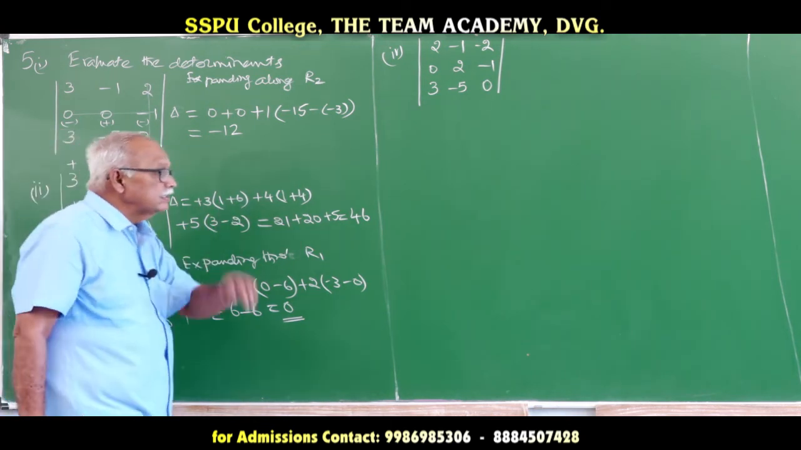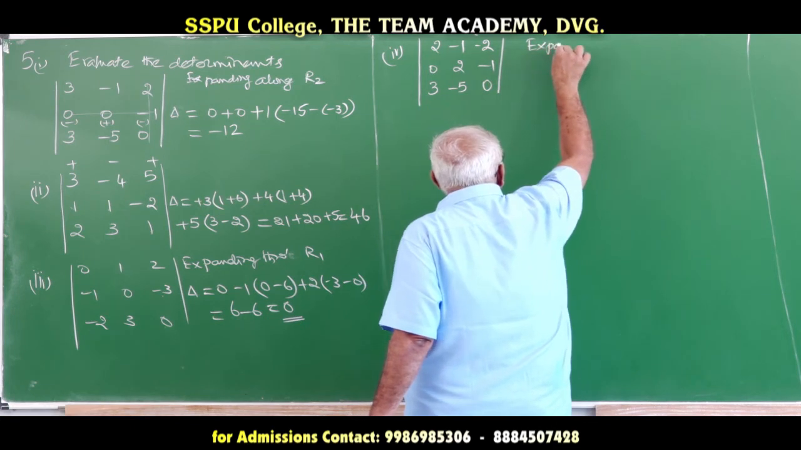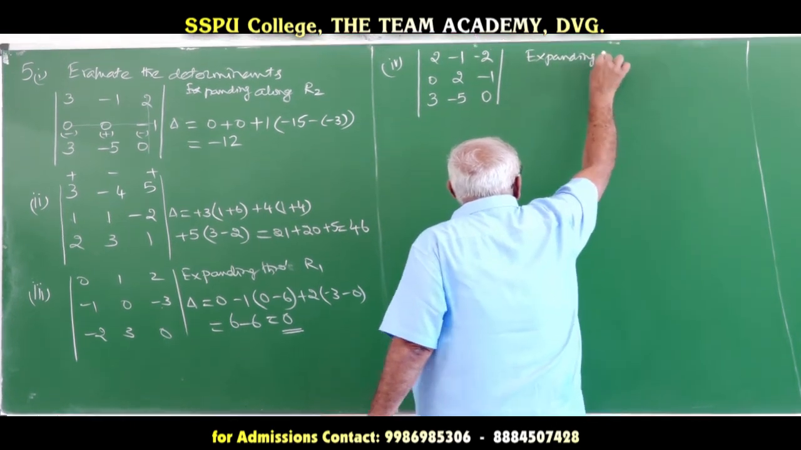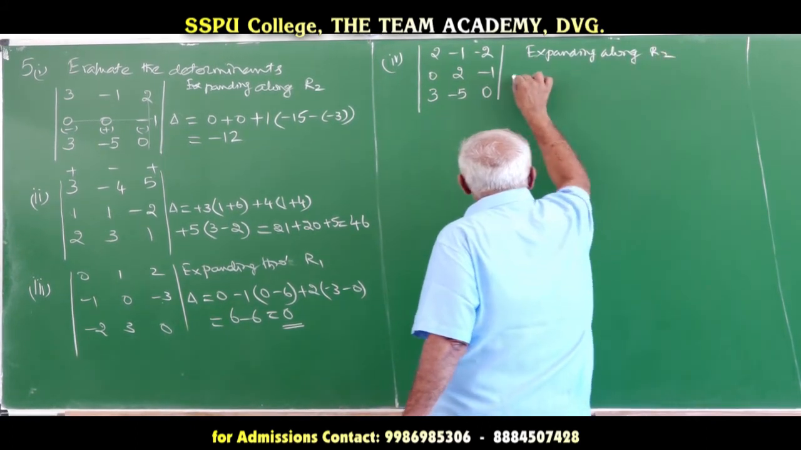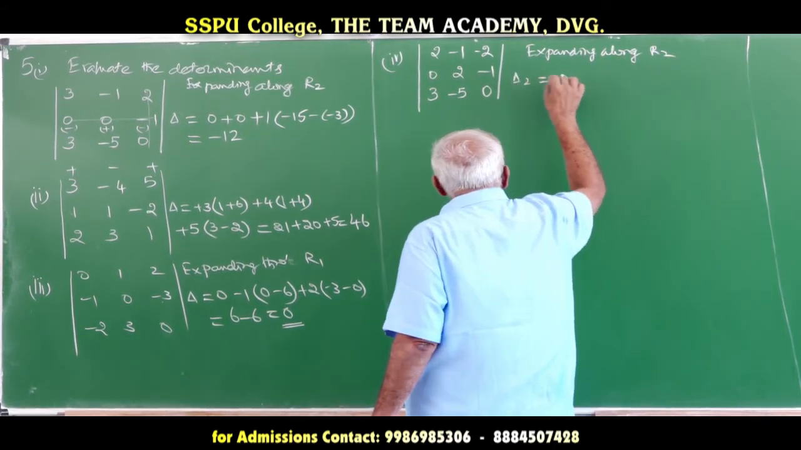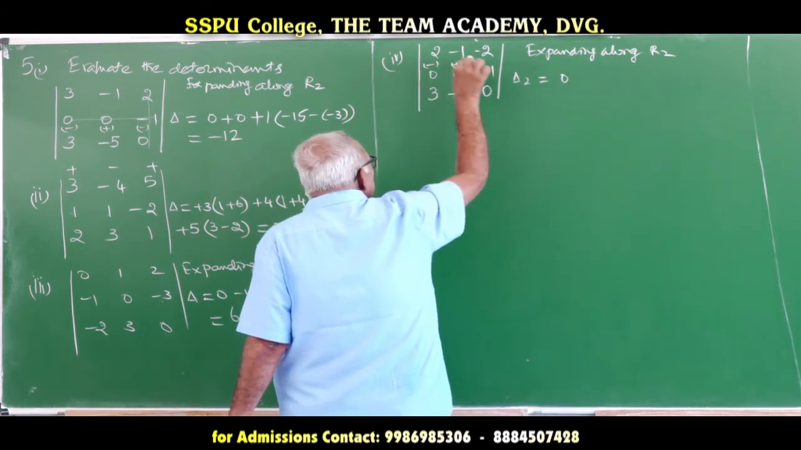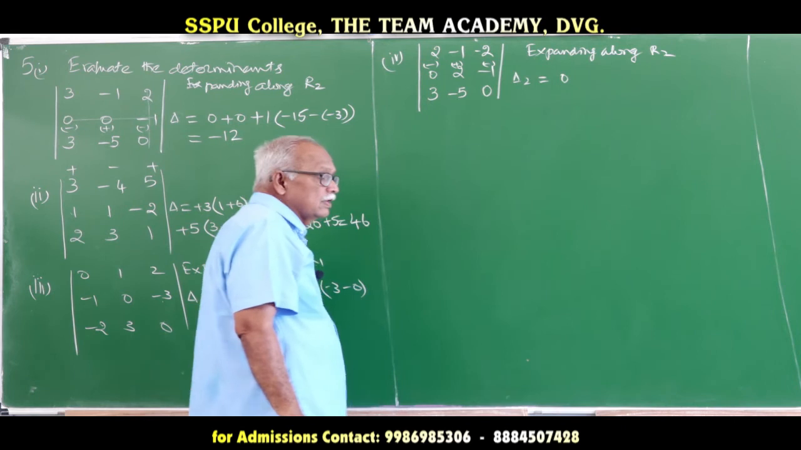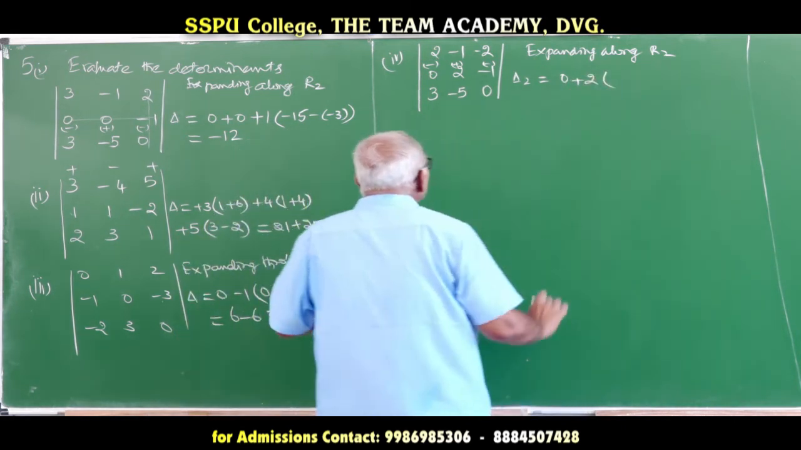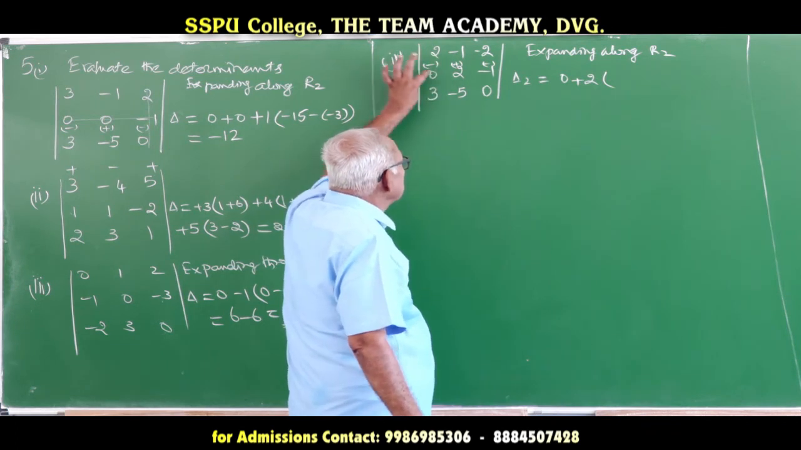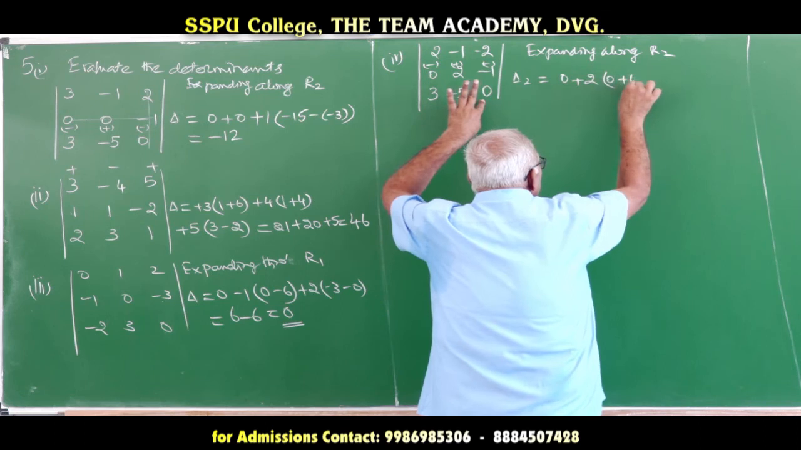Let us take the other one. We can expand through where 0 is there, second row, expanding along R2, 0. So, for this plus, minus. So, next one is plus 2 into. So, eliminate these rows. So, 2 into 0, 0 plus 6.